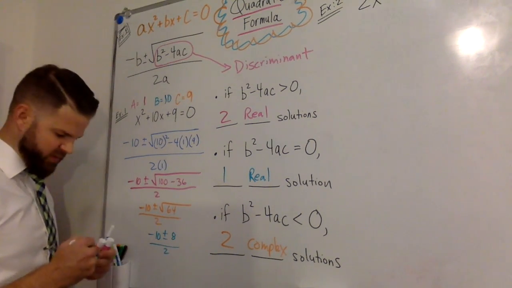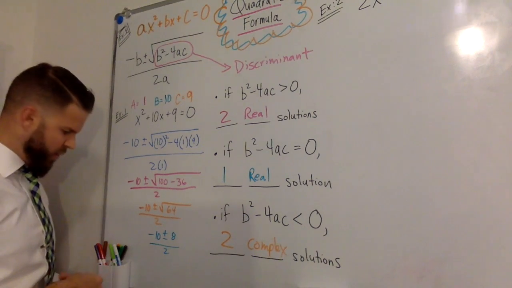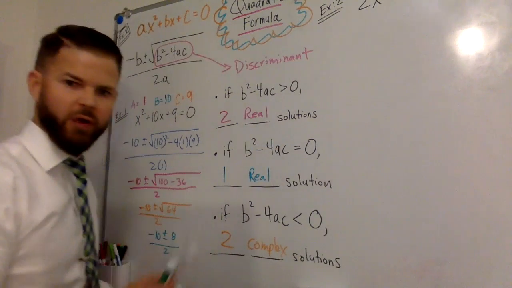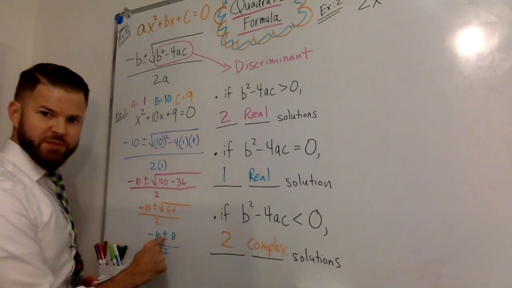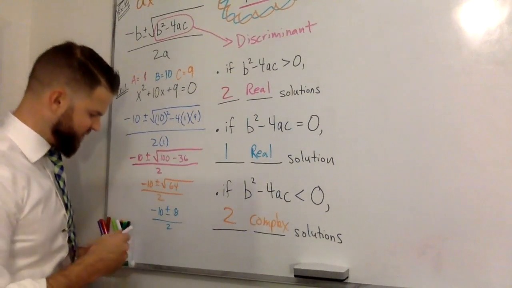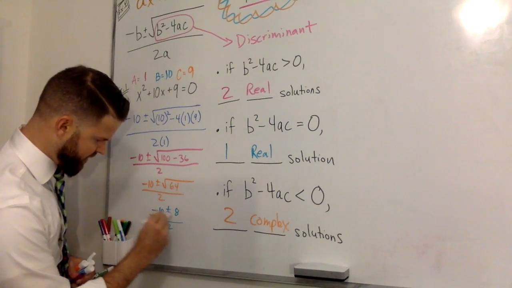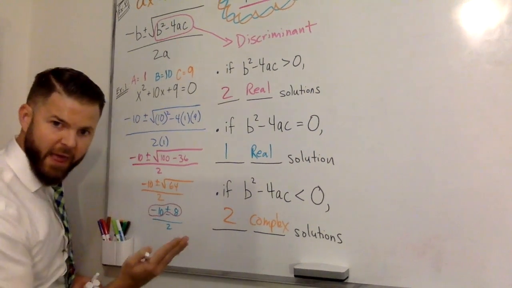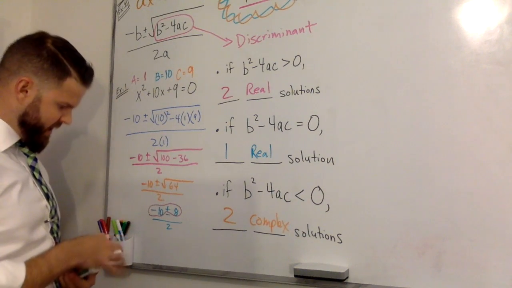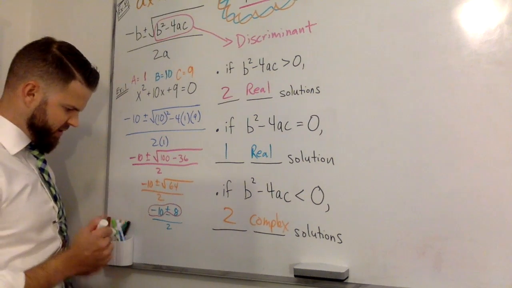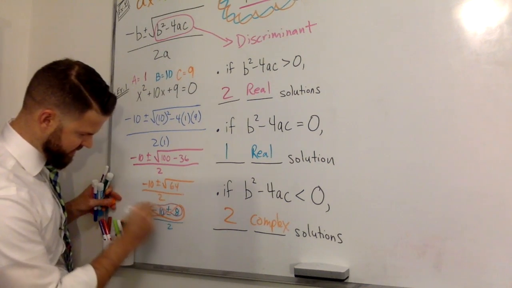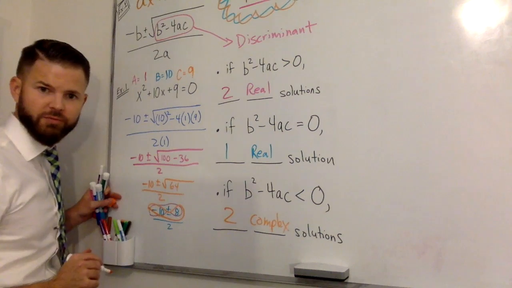Now here's where I lose some people, so check me out. What I want to do is two things. I got two different colors here. Since I got this plus or minus symbol, that means I have to do two equations. I have to do negative 10 plus 8, and then chop it by 2. And I also have to do, here in orange, negative 10 minus 8, and then chop it by 2.